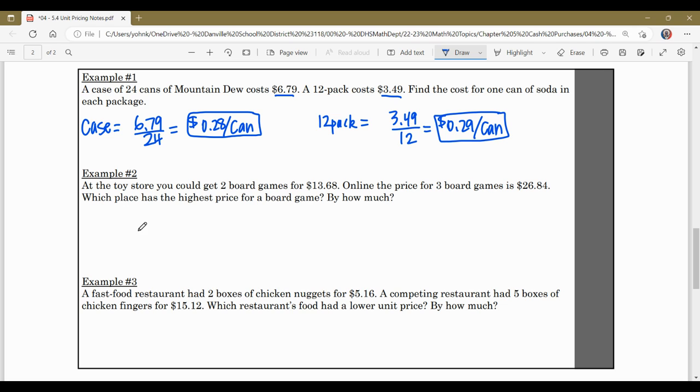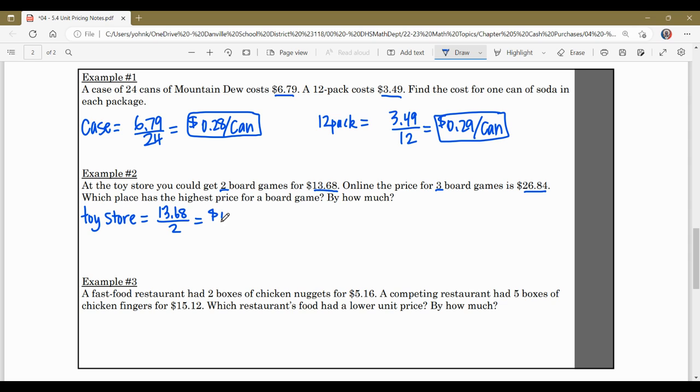All right, example number two. At the toy store, you could get two board games for $13.68. Online, the price for three board games is $26.84. Which place has the highest price for a board game and by how much? Well, I need to find the unit price of both of them. So at the toy store, we can take the price, $13.68, and divide by the amount, 2.